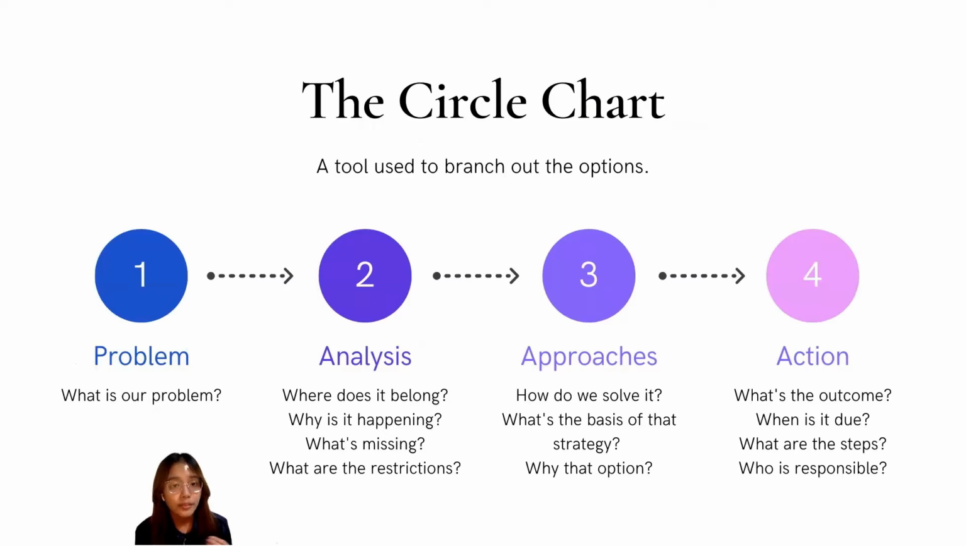How can we solve it? What's the basis of a certain strategy? What's the past history with that problem, with that solution, with that strategy? Why that option? The fourth step is action. How can they solve the problem? What's the outcome? When is it due? What are the steps? And who is responsible for the solution that they want to implement?